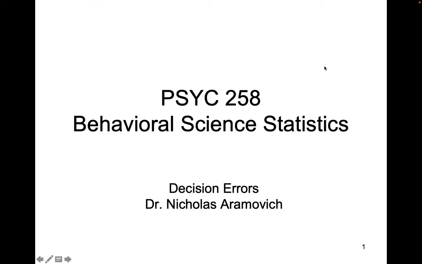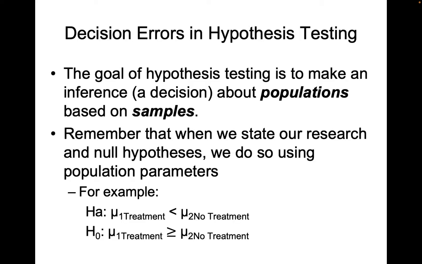All right, welcome back. Today's lecture is going to be on decision errors in hypothesis testing. The goal of hypothesis testing is to make an inference about populations based on samples. Remember that when we state our research and our null hypotheses, we do so using population parameters. So for example, on average, our treated population will have scores that are lower than our population that does not get the treatment.